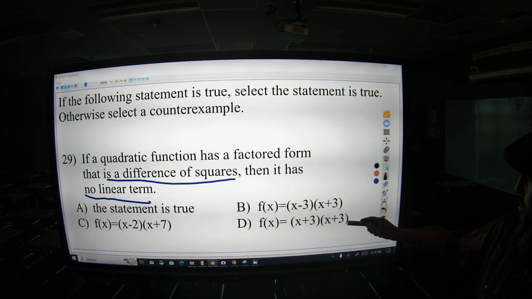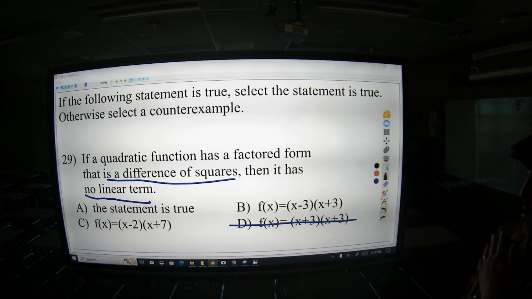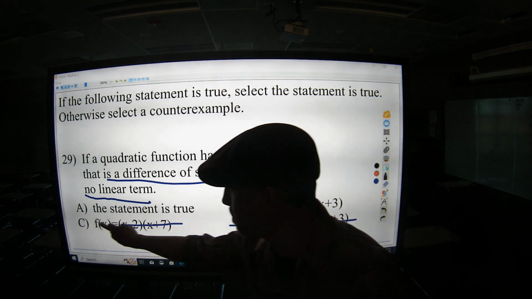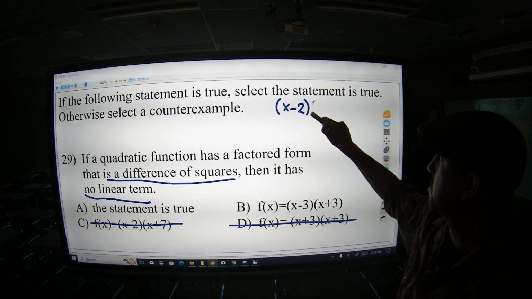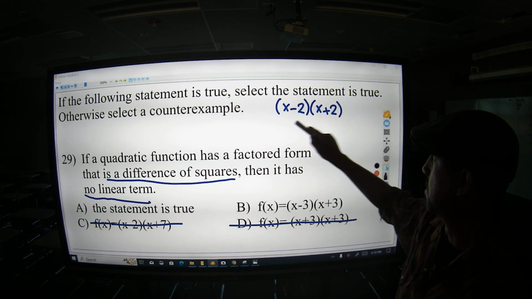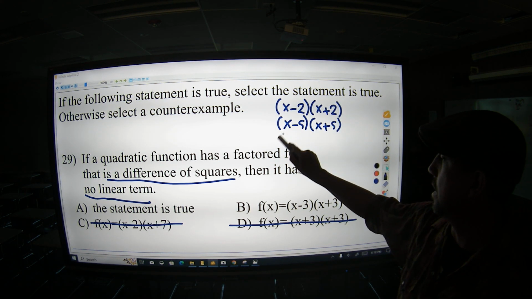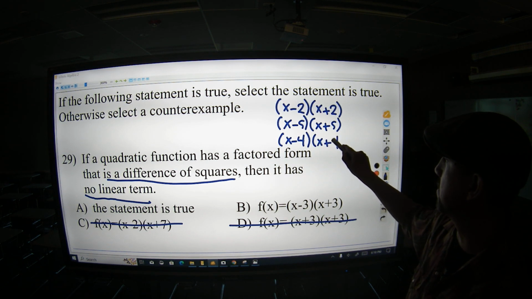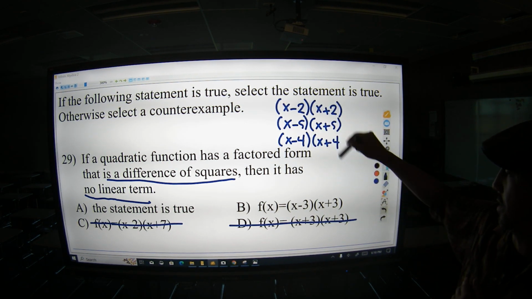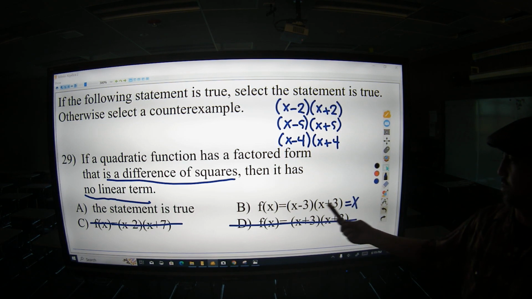This is x plus 3 times x plus 3. Again, here we have x minus 2 times x plus 7. That's also not a difference of squares. A difference of squares would have to be something like x minus 2 times x plus 2. Or x minus 5 times x plus 5. Or x minus 4 times x plus 4. I mean, the only thing that's different in these examples is the minus and the positive, right? And so I tried to get you guys used to this pattern so that this would be something that isn't so strange for you to see.